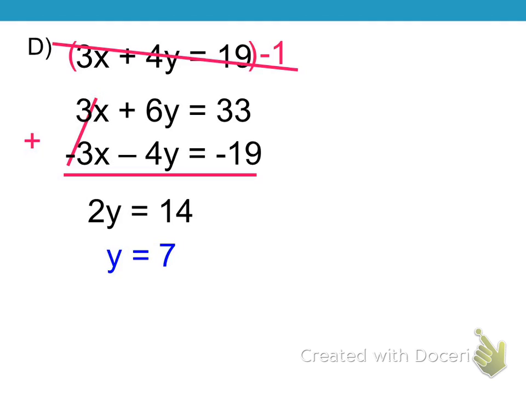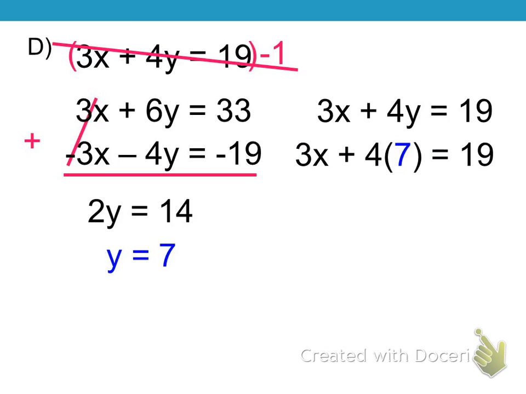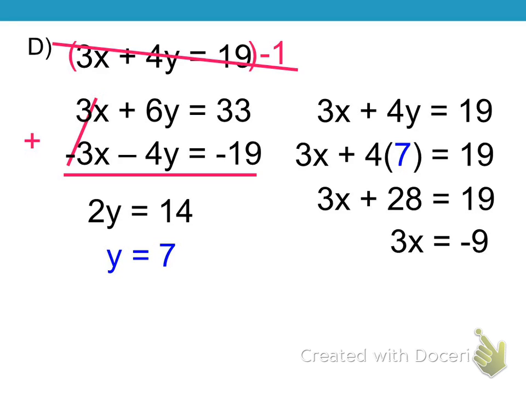Then what? Plug it back in. So I have 4 times 7. 28. So 3x plus 28 equals 19. Take away 28 from both sides. 19 minus 28 is negative 9. Divide by 3. Negative 3. So we get negative 3, comma 7.